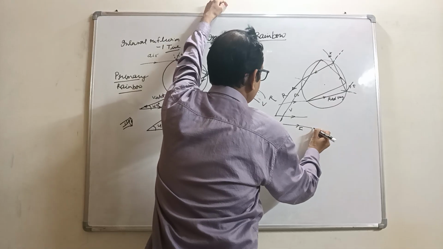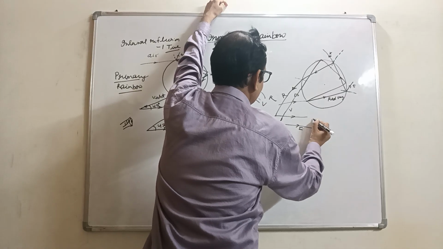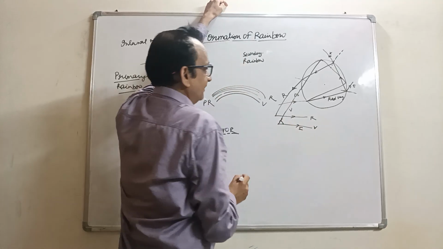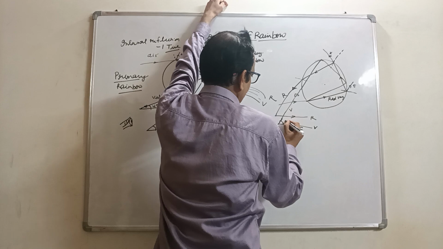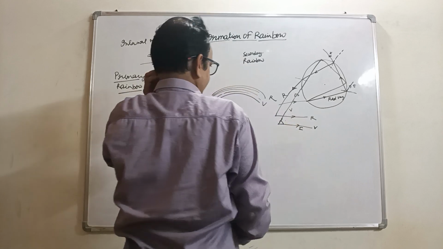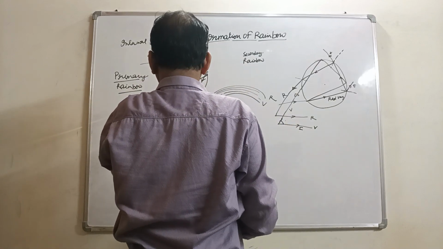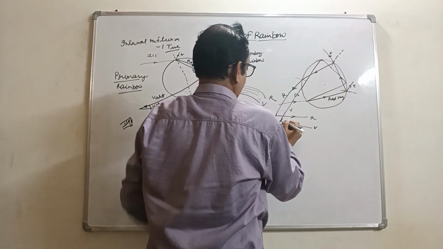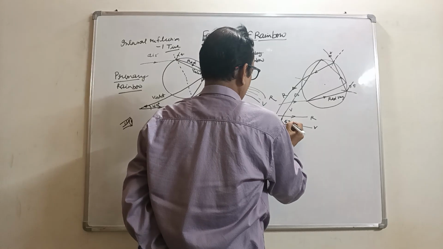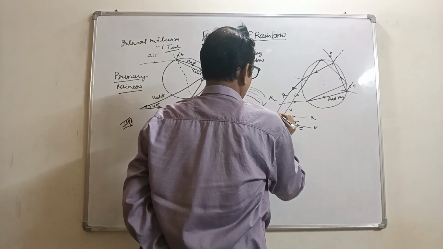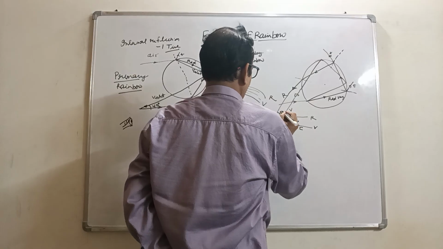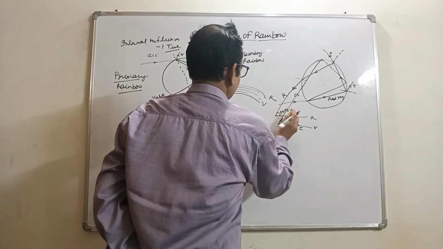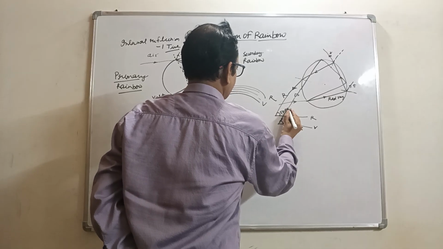So this is for violet, this is for red. So the angle for violet would be more. So this would be 52 to 53 degrees, or this would be 51 to 52 degrees, 50 to 51 degrees.